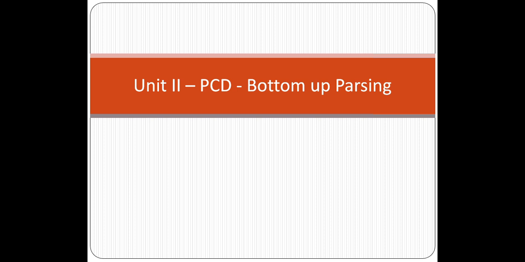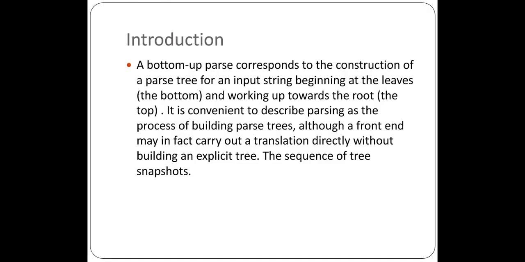Basically, we have two types of mechanisms: top-down mechanisms and bottom-up mechanisms. Here we are going to apply the second concept, which we call bottom-up mechanisms. In bottom-up mechanisms, we start from the bottom and move towards the top. We start from the input string and move towards the start symbol. That's why we call this parsing process the bottom-up parsing process. And this is the introduction to bottom-up parsing mechanisms.